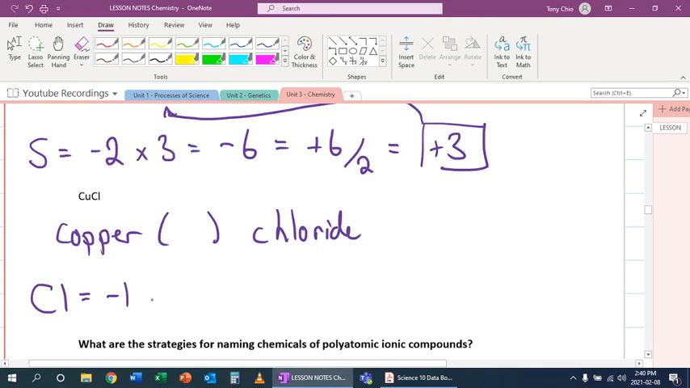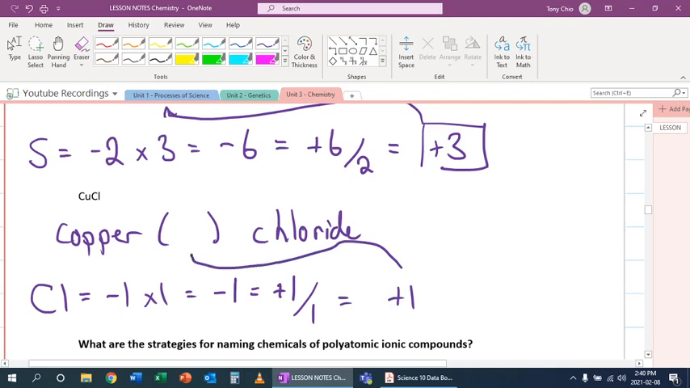How many chlorines do I have? I only have 1. So our total negative charge is -1. What must our total positive charge be? To balance it out, it must be +1. How many coppers do I have? I only have 1. So 1 divided by 1 is still +1. So what does our copper become? It becomes copper 1 chloride.